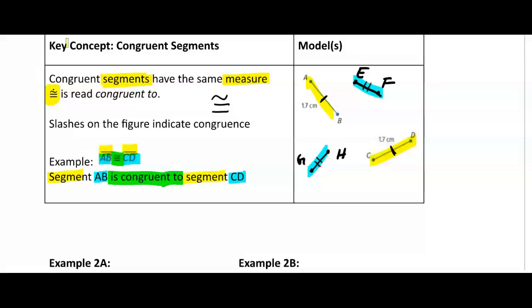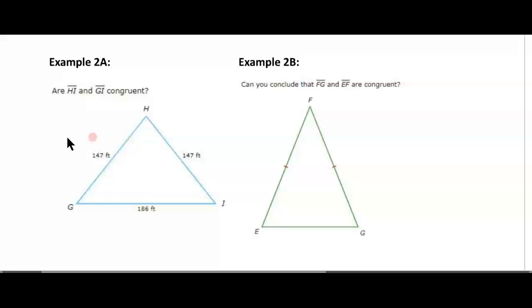In fact, I could add an additional segment, IJ, and add 1 tick mark and that means that it is now congruent with these other two. Okay, I've seen up to 3 tick marks. It's rare that we use 4, but because we do a lot with triangles, we'll have just a whole month on triangles. We'll use 1, 2, and 3 tick marks pretty frequently. All right, so that's our basic concepts. Let's look at some application.